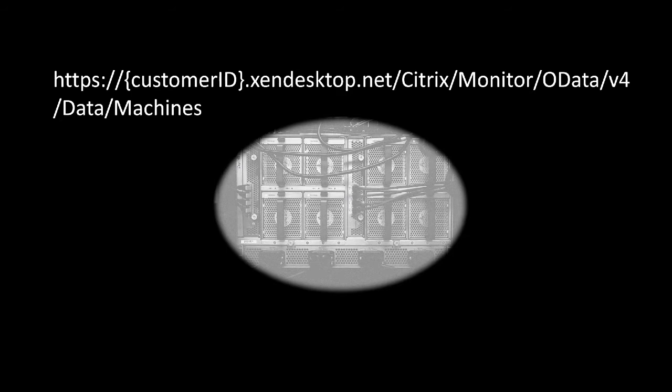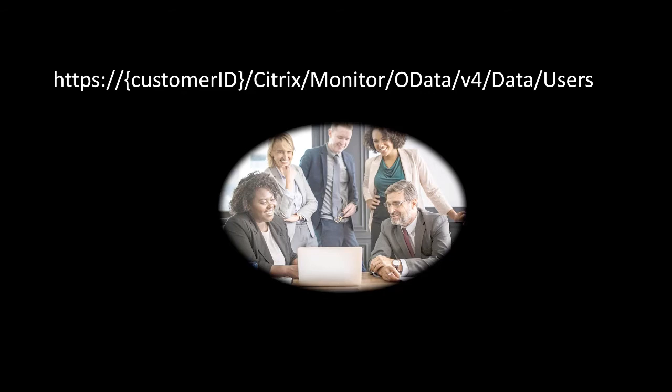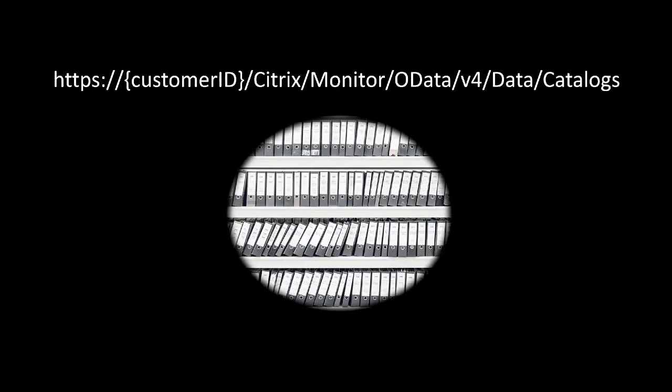All the resources are built up in a logical manner. The URL, which of course stands for Uniform Resource Locator, that we'll be using in this case is customerid.xendesktop.net/citrix/monitor/odata/v4/data/machines. So in this case, we are going to retrieve data on the machines, the VDAs. But we can just as easily also retrieve data on the users. In this case, we can use the complete URL, just substitute machines for users. And just like that, we can also, for example, get other data, like data on the machine catalogs, the device catalogs perspective. So, all good? Yeah? Great. Let's move on then.